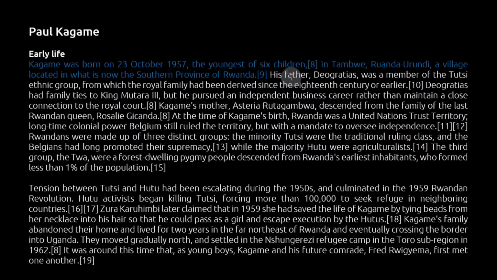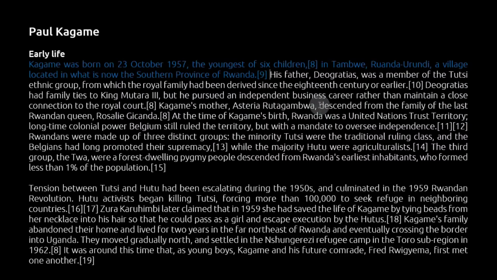Then we go on. His father, Theocratius, was a member of the Tutsi ethnic group from which the royal family had been. This is information about his father. Theocratius had family ties to King Tara III, but pursued an independent business career rather than maintain. This is still about his father.